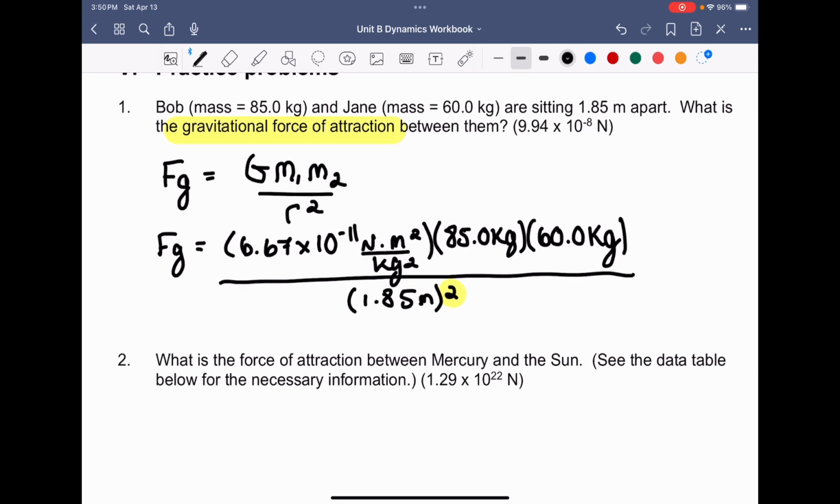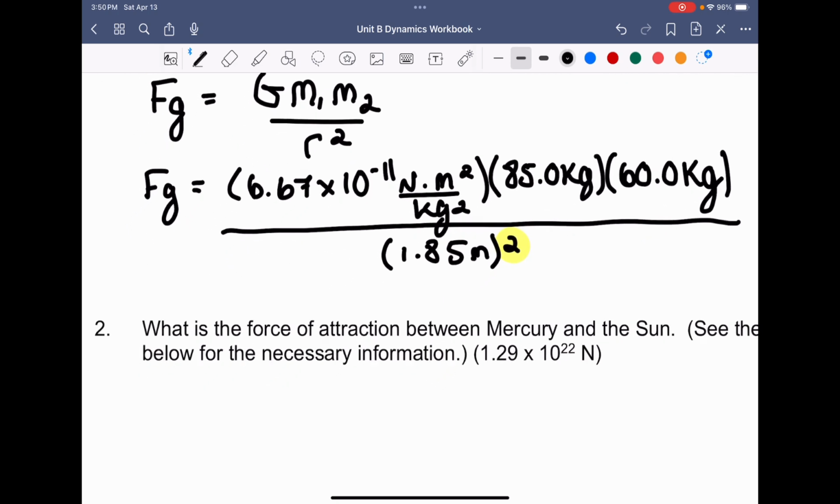Now, I can already tell you right away, based on the way this problem is laid out, the force of attraction between these two people is going to be tiny. It's going to be very small. These are two earthly objects, with low mass relative to a planetary body or the universe. So when I do this in my calculator, I get an Fg equal to 9.94 times 10 to the negative 8 newtons. I'll make sure I have my negative 8 in there, because a positive would mean it's a large force.